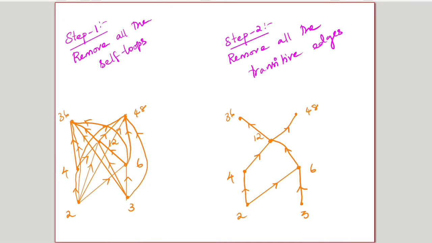Next one starting with 4. 4 to 12 is possible. 4 to 36 is possible. 4 to 48 is also possible. Starting with 6. 6 to 12 is possible. 6 to 36 is possible. 6 to 48 is also possible. Starting with 12. 12 to 36 is possible. 12 to 48 is also possible. So this is the reduced diagram.